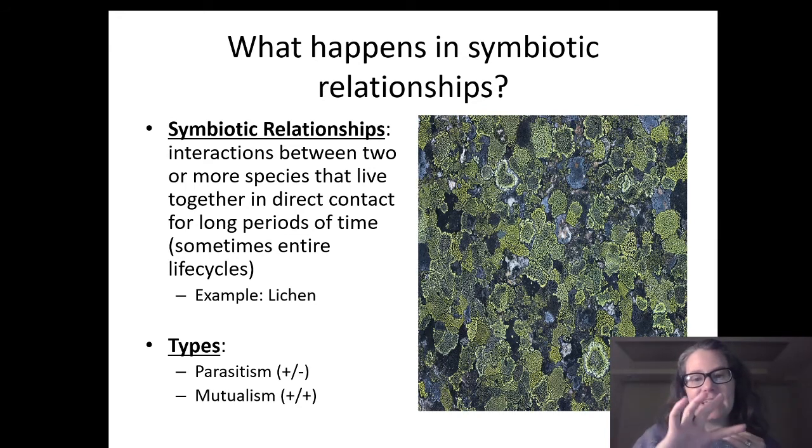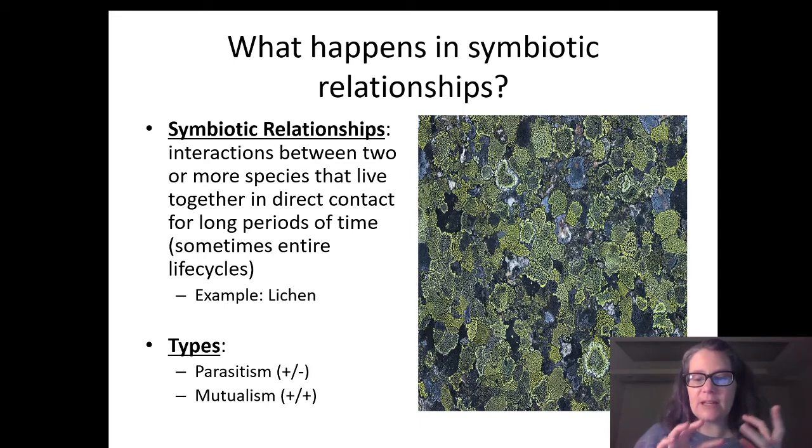coupled with a fungus. And the fungus gives the algae or the photosynthesizer different kinds of nutrients, water, sometimes protection and shielding from the sun. And then the algae gives the fungus sugars and other things that can be gathered from sunlight. And so the two live together for their entire life cycles. They live in close contact and they have what we call a mutualistic relationship.